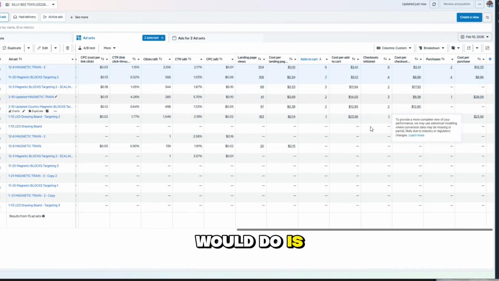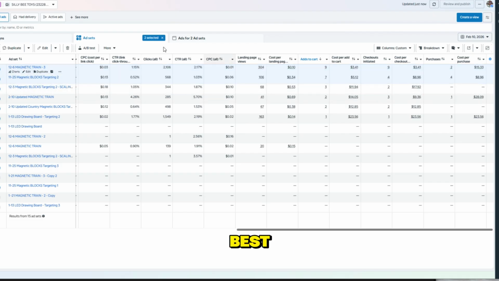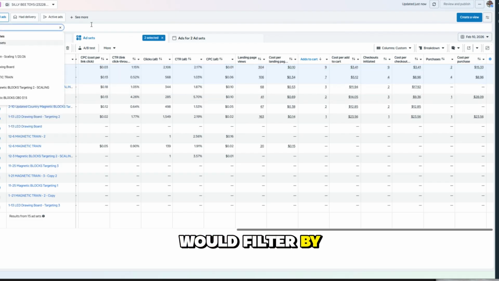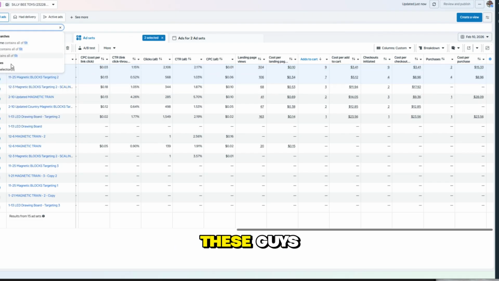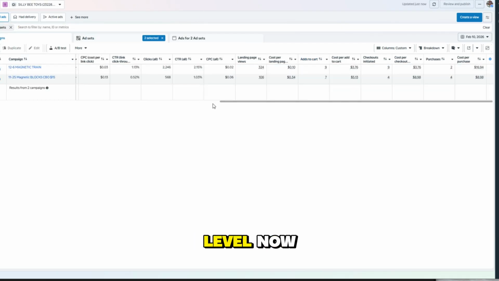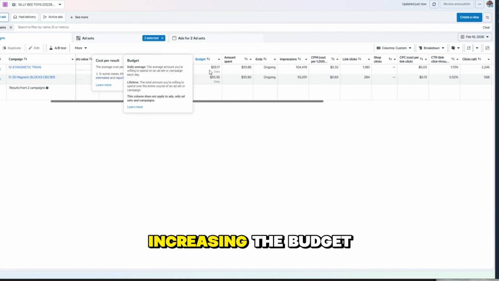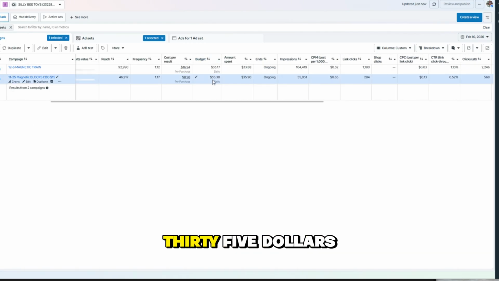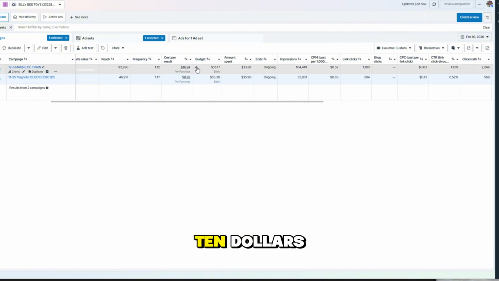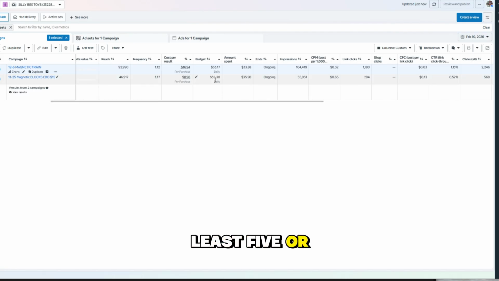So what I would do is I would highlight the ones that look really promising, like those 2 are the very best, and then I would filter by those 2. So I'll go ahead and filter these guys. And then what I'll do is I'll go over to the campaign level now, and I'll look at increasing the budget on these. So this is $35, I'd probably go up $5 or $10. This is $33, and I'd probably go up at least $5 or $10.